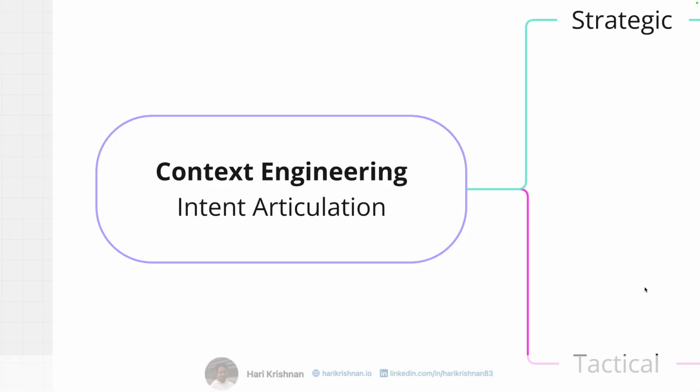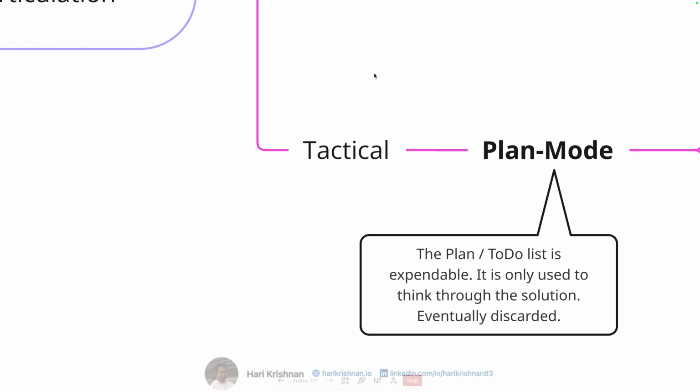Now, what do I mean by tactical context engineering? This is more like a plan mode, right? In plan mode, we come up with a list of items to do, in what order it needs to be done, and it basically gives you a solution, and then you go about building it. Once you have built it, of course, the plan is expendable, you discard it, right? So thereby, the plan is not a first-class artifact.